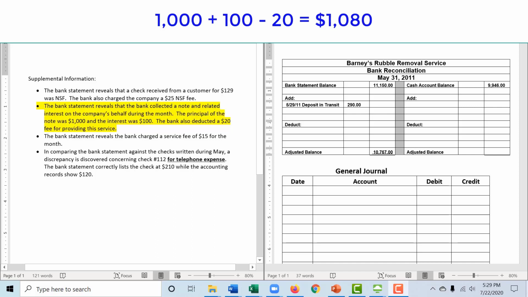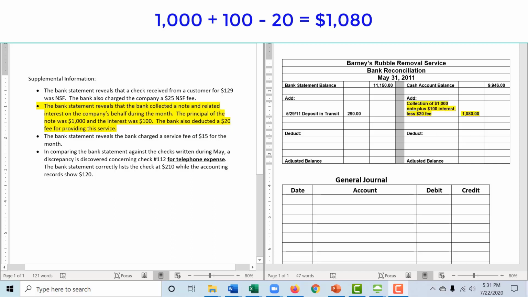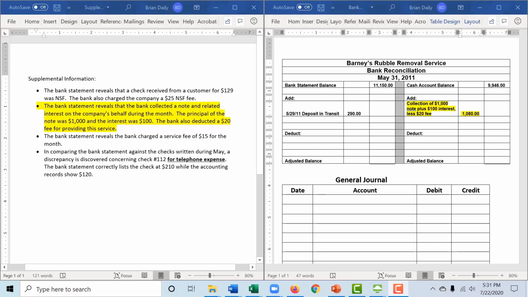Since the note collection was reflected on the bank statement, the bank balance on the report already includes this amount, but since the collection was not in the company's records, it is not reflected in the cash account balance. We need to add the net increase of $1,080 to the cash account balance on the report. I would also suggest providing the details of the principal, interest, and fee on the report. This will make the journal entries easier to create later on.